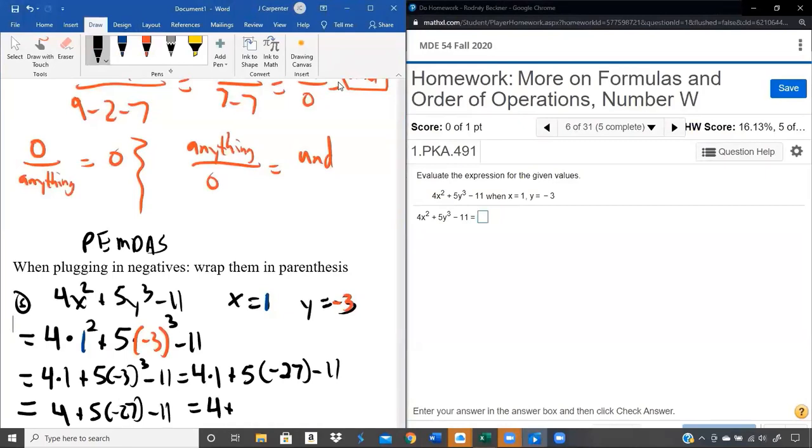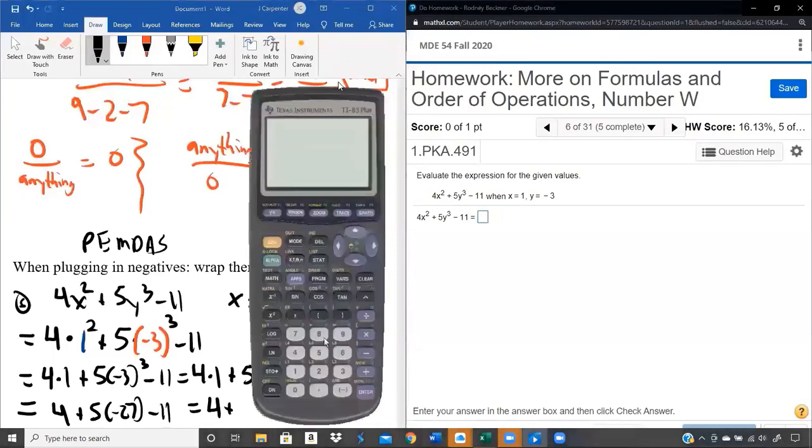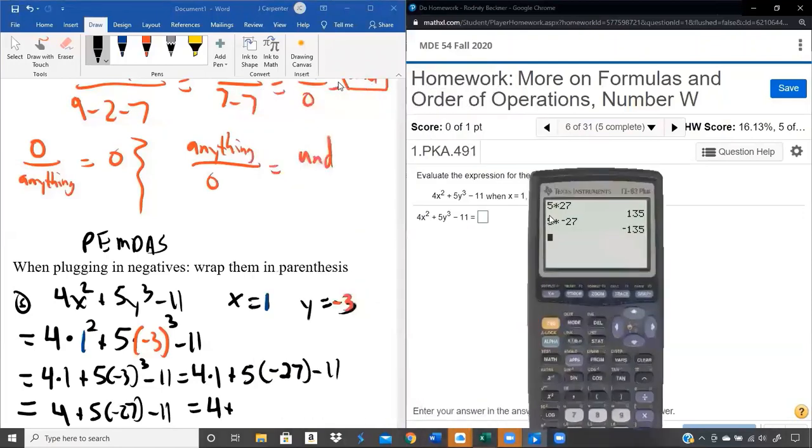And if these are getting too big for you, remember, you can pull out a calculator. It's not the end of the world. It's not my favorite thing to see, but 5 times 27 would be 135. That's positive times negative, so the answer should be negative. 5 times negative 27 confirms our negative 135. So that's 4 plus negative 135. Alternatively, you could have written 4 minus 135. Not 4 minus negative 135. Not that. 4 minus 135. Then minus our 11.